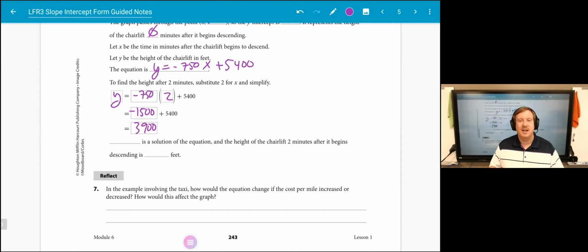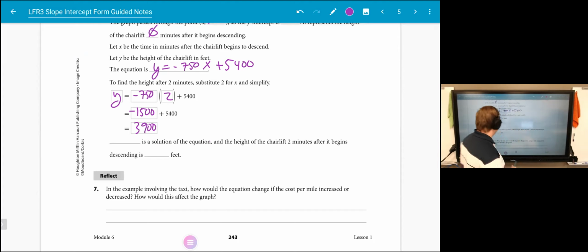Nose hairs? No. So nose hairs, that's the email that you got to send me. Send me an email that says nose hairs. That's your secret word. And so 3,900.